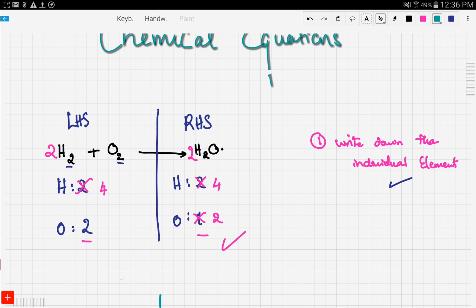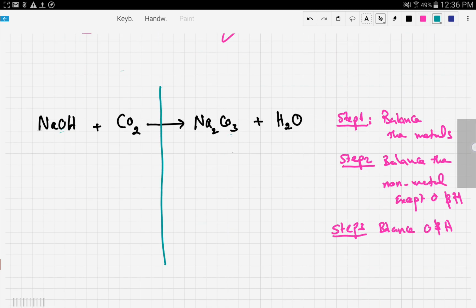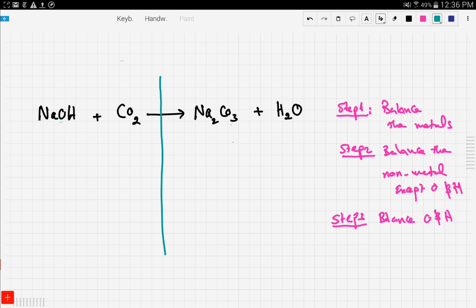Now let's move on to a harder example. Here this chemical reaction involves metals and nonmetals. Now the first thing, if you have such reactions, you need to balance the metals first. The second thing you need to do is balance the nonmetals, excluding oxygen and hydrogen, and the last step you need to do is balance the oxygens and the hydrogens.